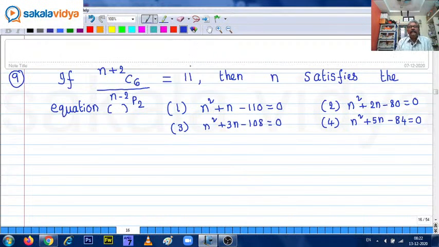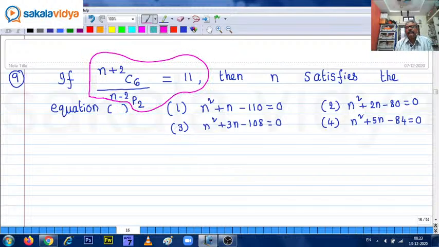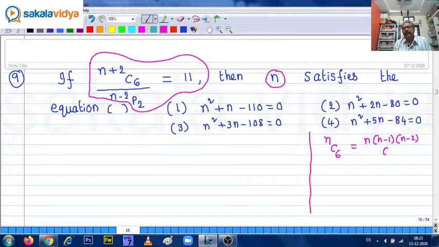Now here, first we need to simplify this one. We get a quadratic equation in terms of n. Next, the value of n also we can find out, which satisfies among the given quadratic equations. So first, you remember, for example, NC6 formula, instead of n we have n plus 2, no problem. This we can write n into n minus 1, n minus 2, n minus 3, n minus 4 and n minus 5 upon 6 factorial.